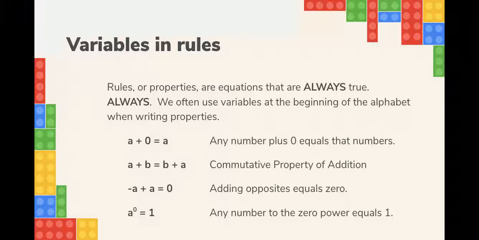We know that addition is commutative, and that means that we can add numbers forwards and backwards and not change our answer. So we know that 5 plus 10 is the same as 10 plus 5. We know that when we add opposites together, they equal 0. So negative 7 plus 7 is equal to 0, and that's always true. We recently learned that a to the 0 power is 1, and that's true for every value of a.